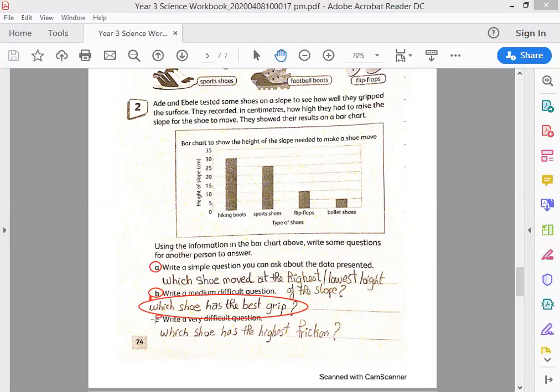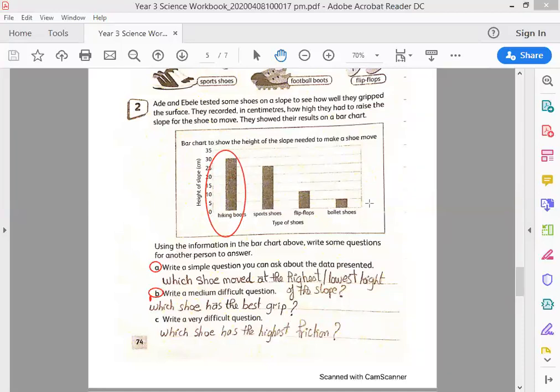While in question C, he asks you to write more and more difficult questions. In other words, he asks you to speak about friction. Imagine you have hiking boots which have high friction.